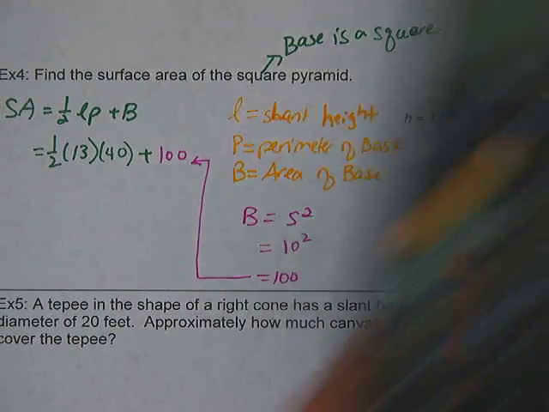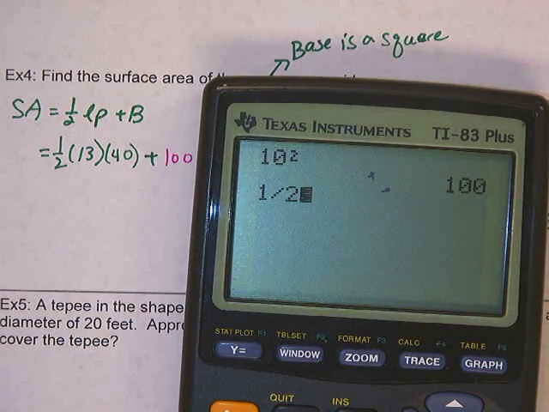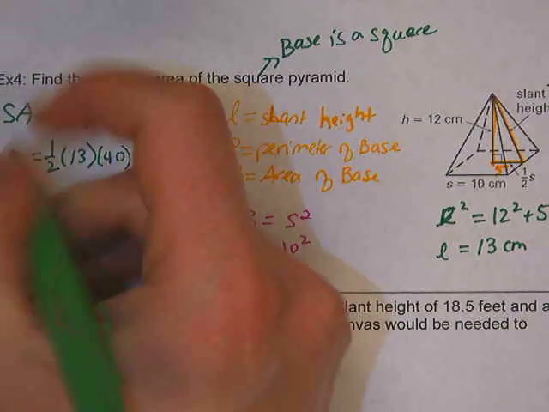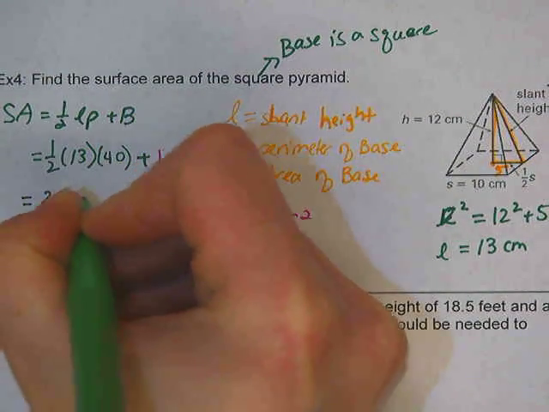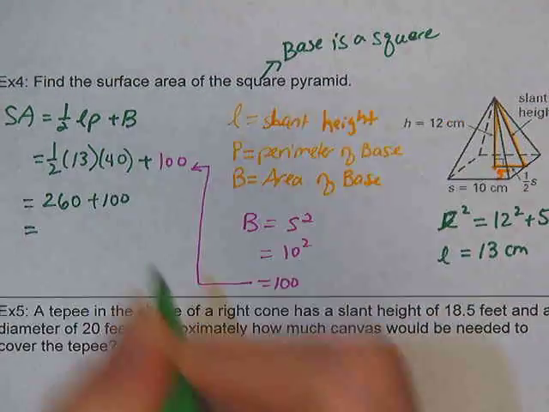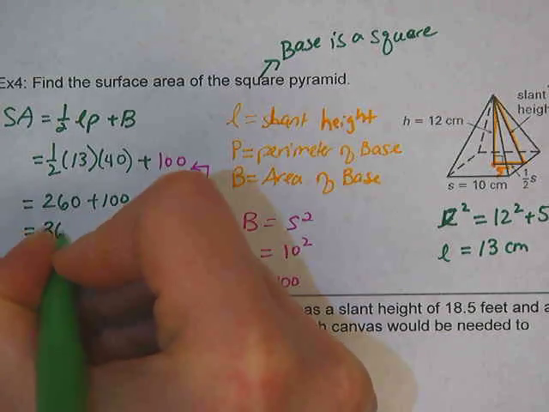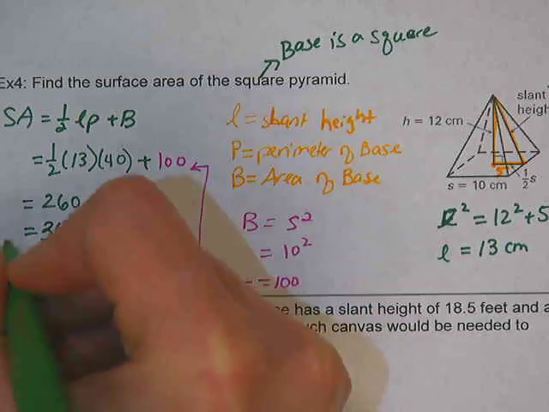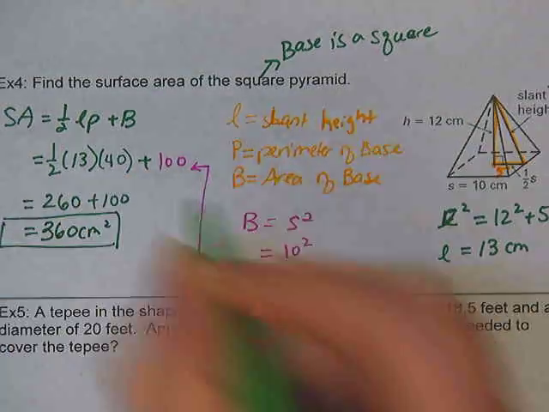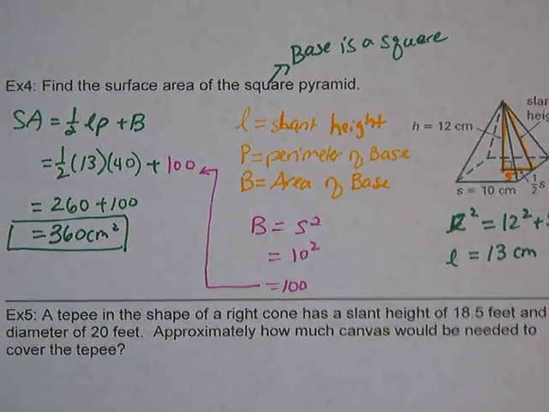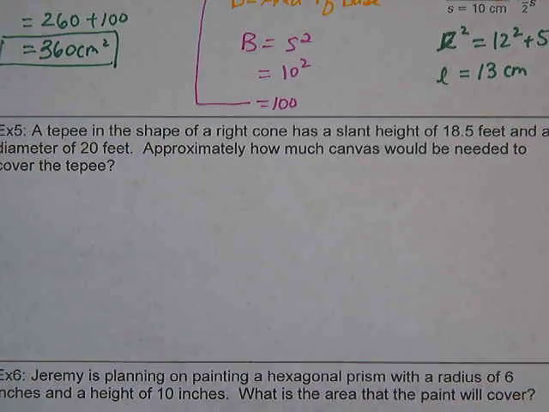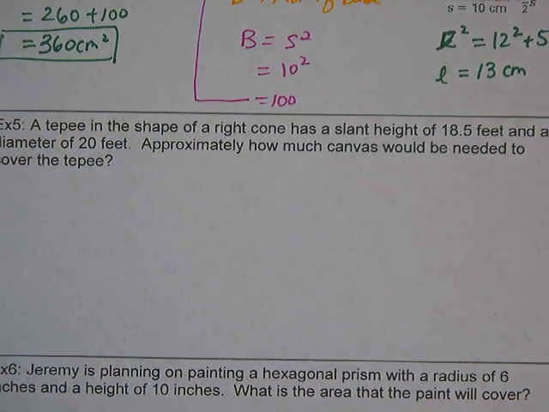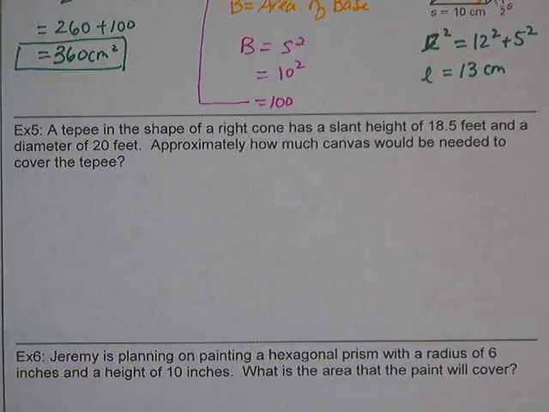And then from here, it's just a matter of doing the calculations. So 1/2 times 13 times 40, I'm just going to type it in. That gives me 260. So I have 260 plus 100, and hopefully everyone feels comfortable saying that that is 360 centimeters squared. Moving on to the next example.